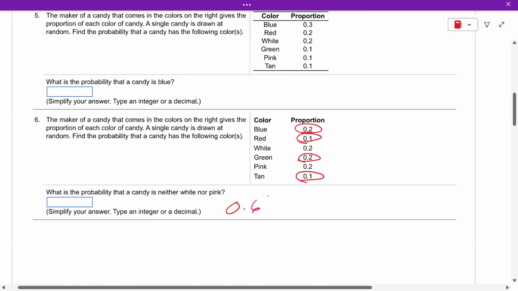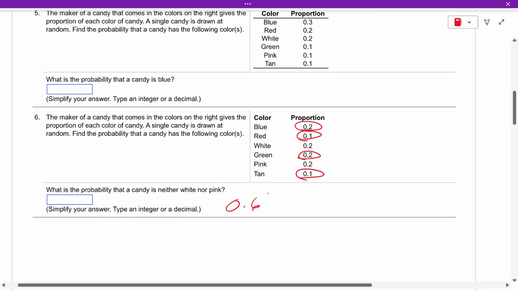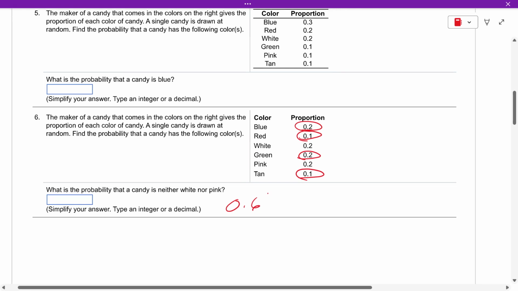Okay? So the first assignment is probabilities, fairly basic. And you multiply or you add. Go from there and see what you can do.